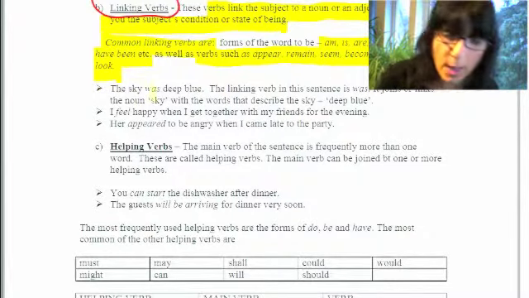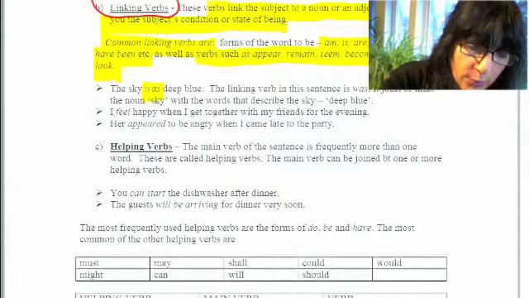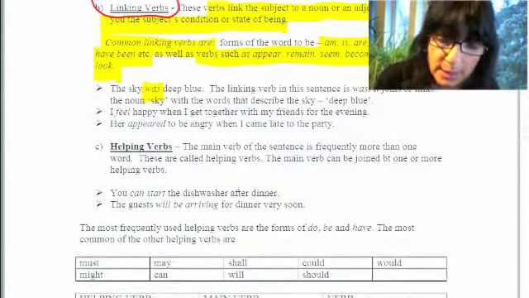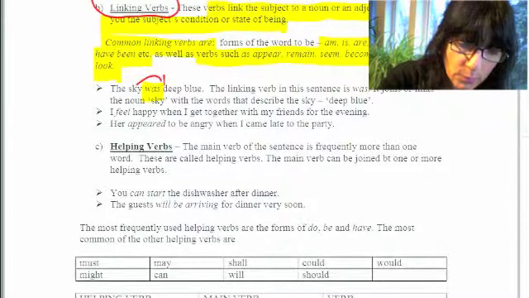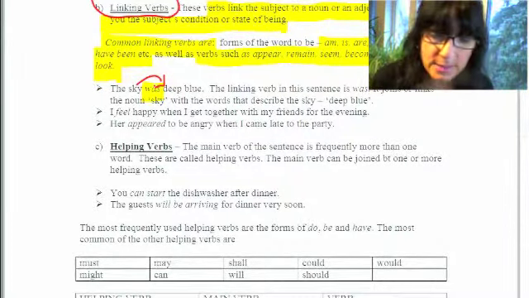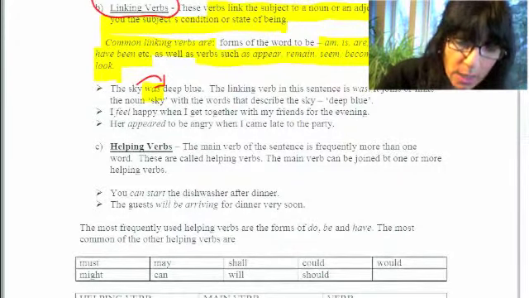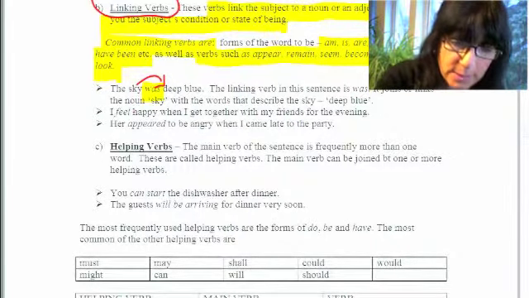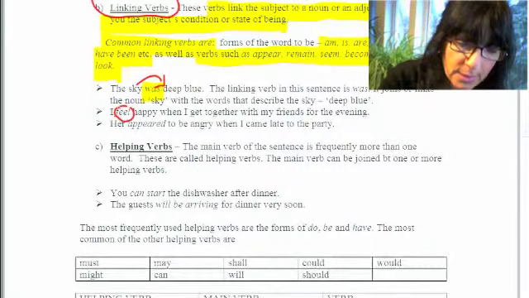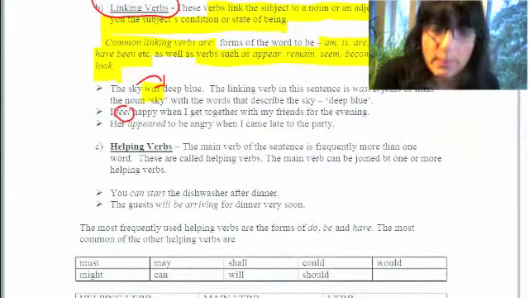Let's look at these examples. The sky was deep blue. So it's not an action verb because you can't see the action, but you know it's a verb, was, because the linking verb in this sentence, which is was, is joining or linking the sky to this word, because it's basically describing the sky. So it's linking the deep blue color to the sky. In the next example, I feel happy when I get together with my friends for the evening. Feel is the linking verb. And it's linking your ideas of how you're feeling, what makes you happy.